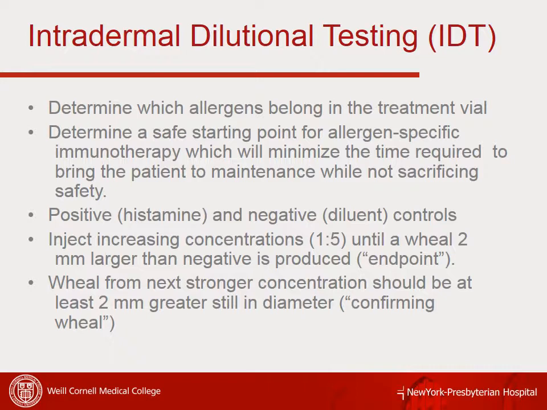And the concept is really to inject increasing concentrations of our 1 to 5 dilutions until a wheal 2 millimeters larger than the negative one is produced. So that's considered our endpoint. But we don't really stop there. What we want to do is see that that endpoint is able to initiate progressive whealing. So we want to see that a wheal from the next stronger concentration should also be at least 2 millimeters greater than our suspected endpoint, and we call that our confirmatory or our confirming wheal.